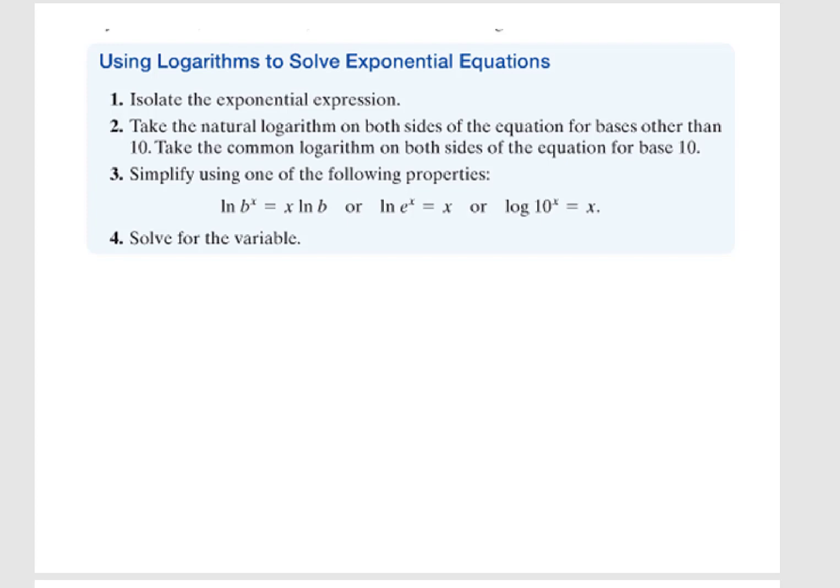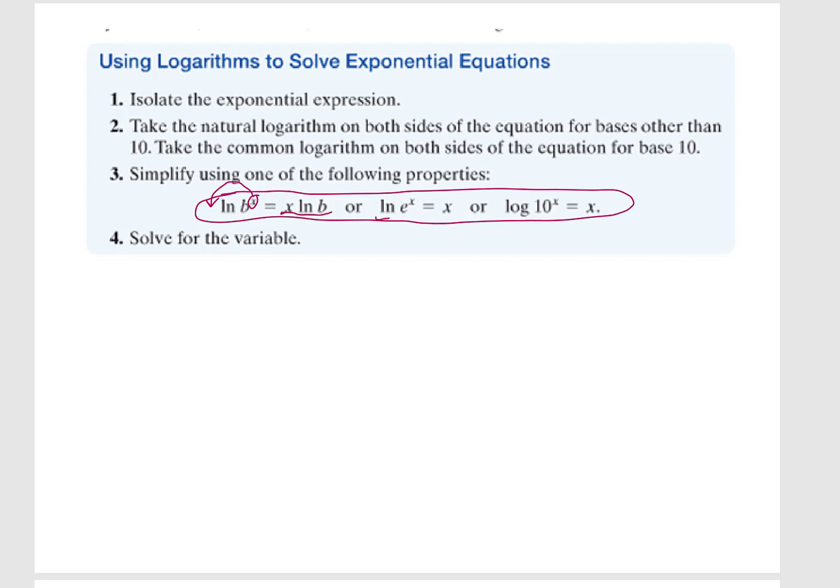Right here it shows some of the properties that we've discussed. One of the properties deals with the exponents. If I have the natural log, ln is natural log, of b to the x power, that's equivalent to pulling that exponent down to the front and expressing it as x times the natural log of b. Okay, so that's one of the things we can use.